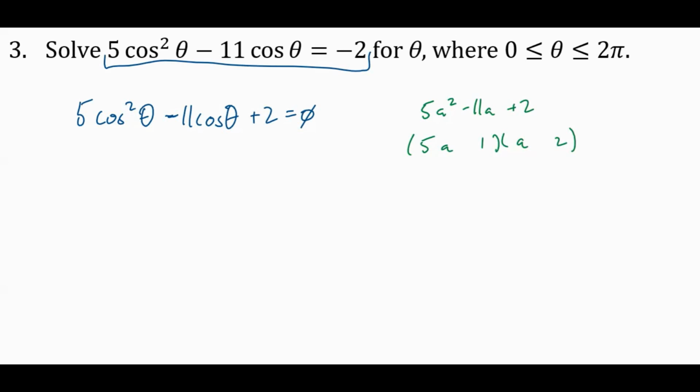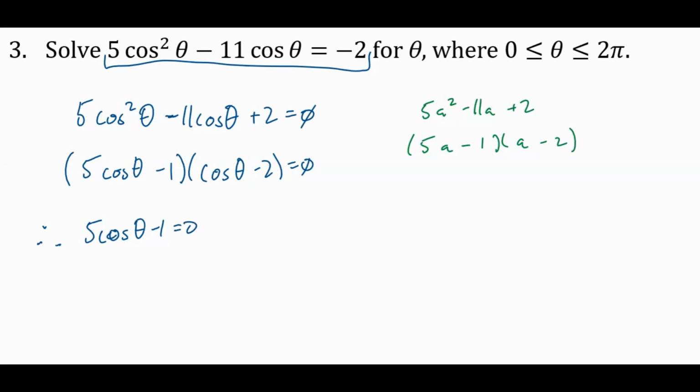So now we're doing the factoring. They're both going to be negative because the middle term's negative, but the last term's positive. So they've got to multiply to a positive, but they're adding to a negative. So get your signs done. You don't have to do it with A's on the side. Some people might like to, but we've got to do it with the cos thetas over here. So therefore, 5 cos theta minus 1 is 0, or cos theta minus 2 is 0, which means cos theta is 2.